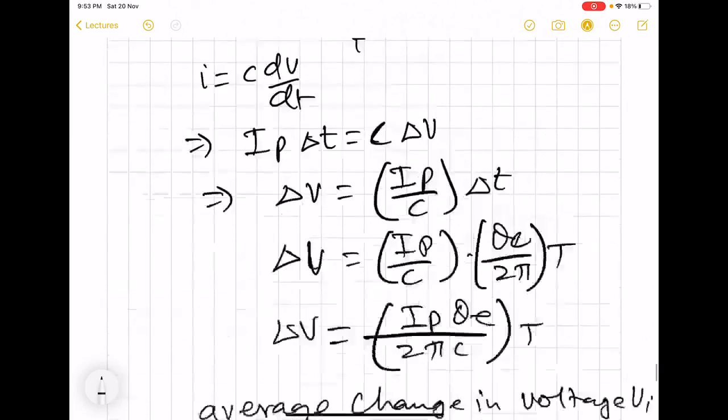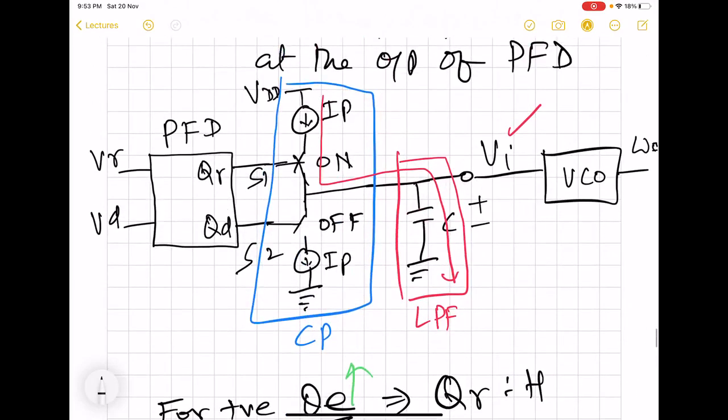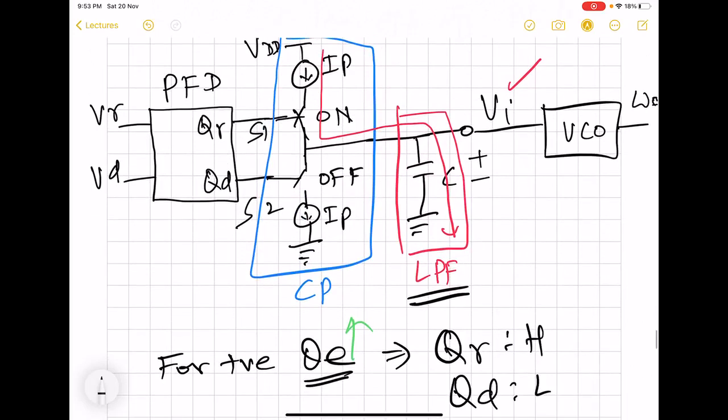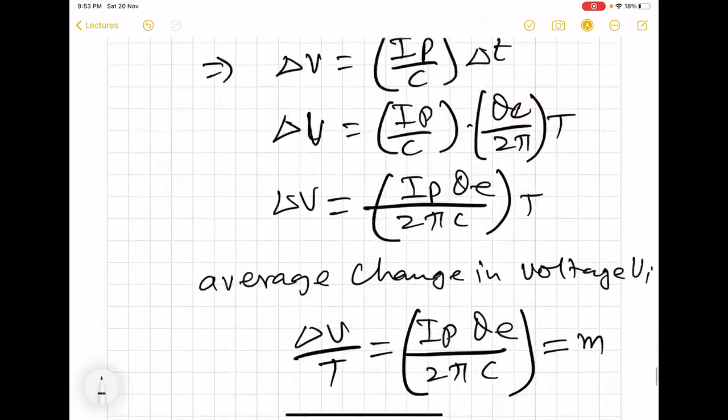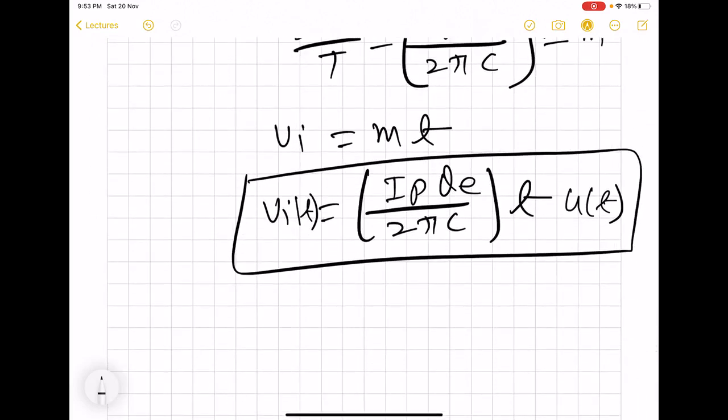But this is for the simplest implementation, where we have taken only one capacitor for the low pass filtering. But then there are certain issues with this. Those are sorted out by taking a different type of low pass filter, which extracts the DC of QR minus QD. That gives rise to a different expression for this Vi. And that of course is now going to decide how the tracking occurs, how fast, how slow, and in one shot or with certain ripple.